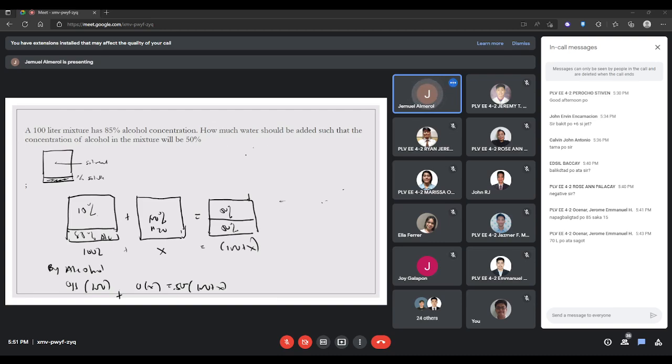Okay, so we have 15 plus 0 equal to 50 plus 0.5x. May alcohol nga eh, 0.85 dapat. So, 0.85. So, 85 minus 50 would be equal to 0.5x. Therefore, x would be equal to 35 over 0.5. Ilan yun? 70? Okay, 70 liters.